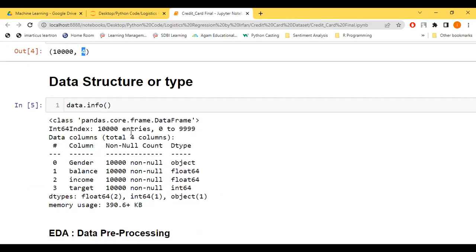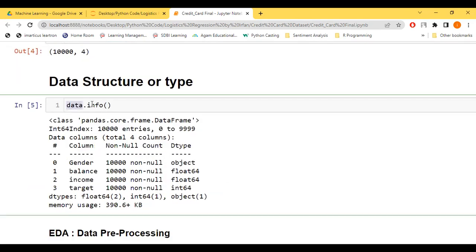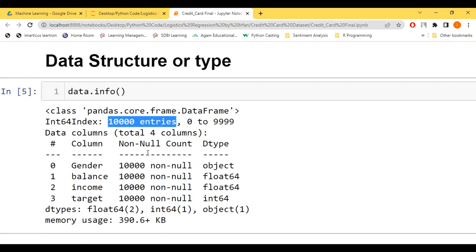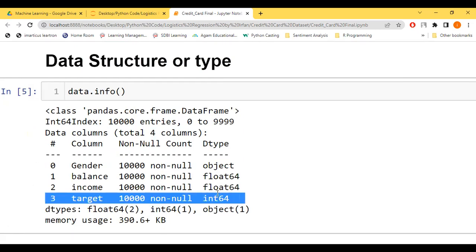You can check from the info also, guys. Data.info. How many entries we have? 10,000. How many columns we have? 4. Each column type: gender is object, balance float, income float, target integer, which is 0 and 1.